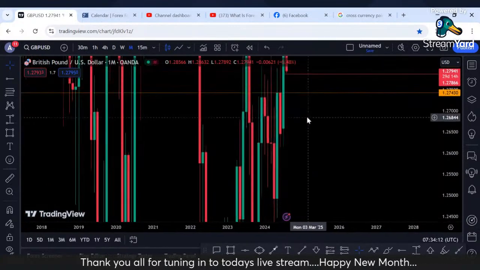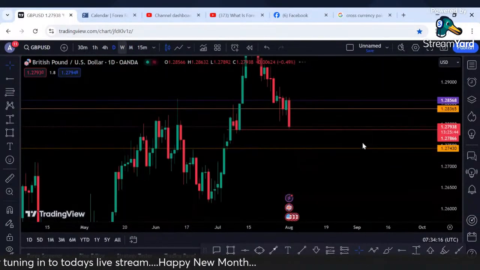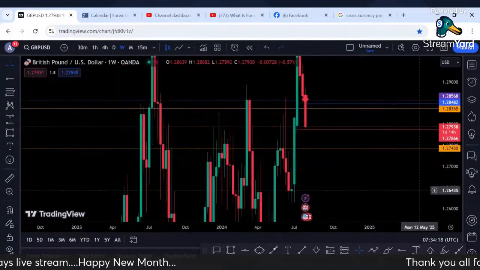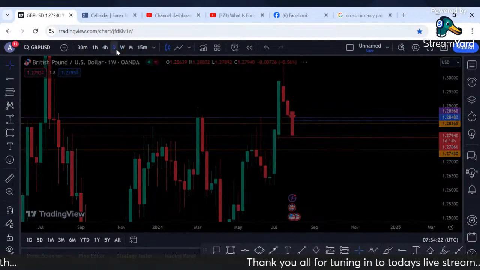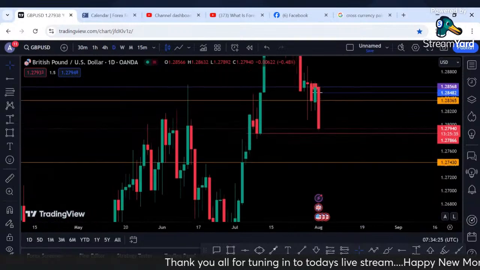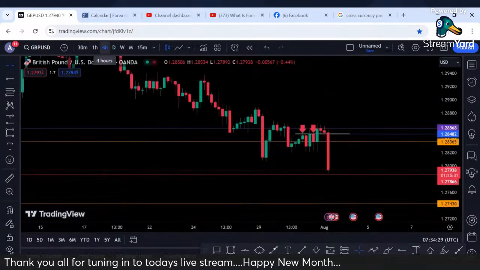Is it going to retest on the monthly time frame? Let's see, around 11 o'clock. Around 11 o'clock, we will see what will happen.